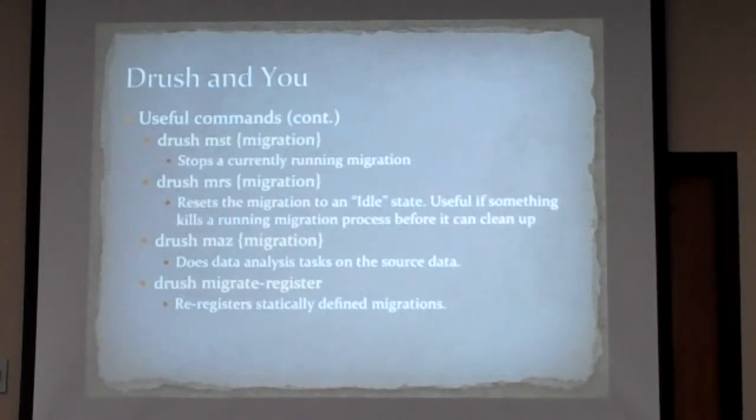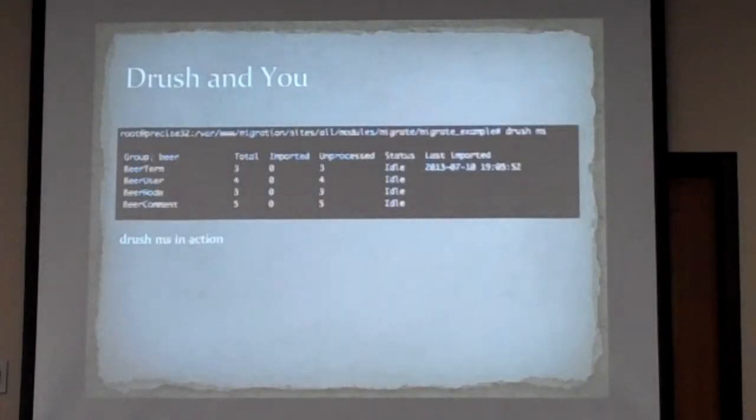And then drush migrate-register. Anytime you define a new migration, and you've already defined migrations, you have to rerun migrate register in order for it to parse that API function again and say, okay, this is all the stuff. Because it caches all that in the database. Also, if you add additional parameters in that manner, you have to do another migrate register to clear the static cache.